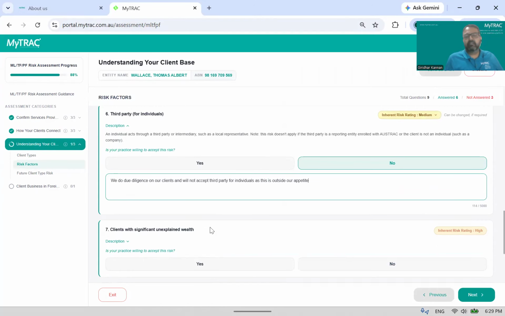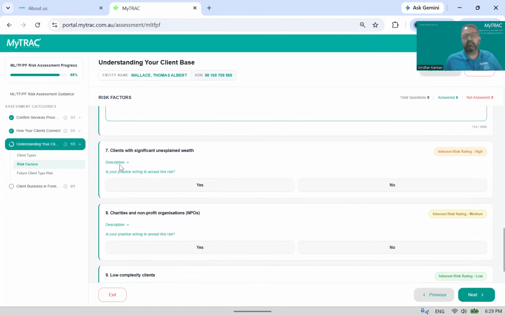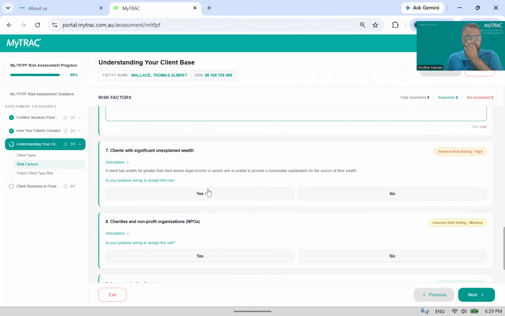The next one is clients with significant unexplained wealth. So basically what this means is, for example, I walk into you with $5 million and I ask you to help me create some structures or transfer funds. You're trying to ask me from where did I get that money, and I'm not able to give you a reasonable answer. And then whether you take it. A reasonable answer could be that, look, I had a deceased estate, the money has come in, or some intergenerational wealth, or some distant relative gave it.